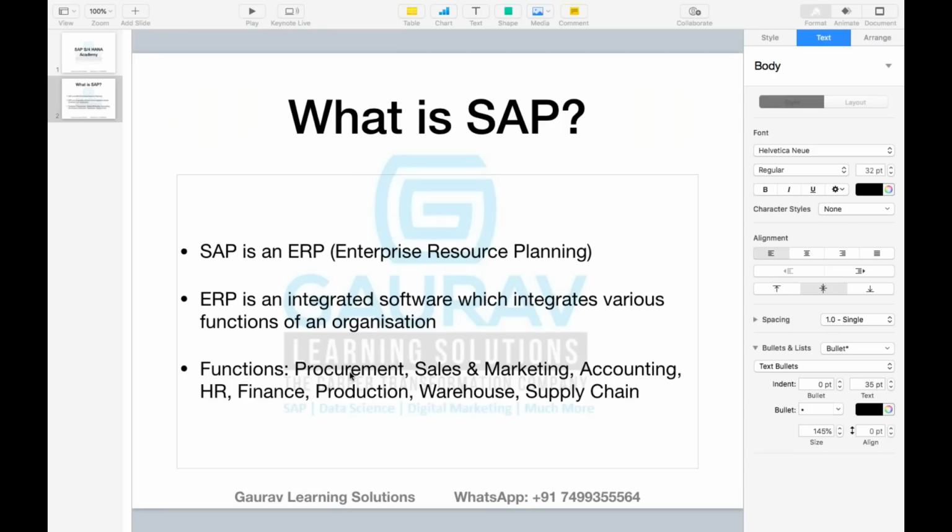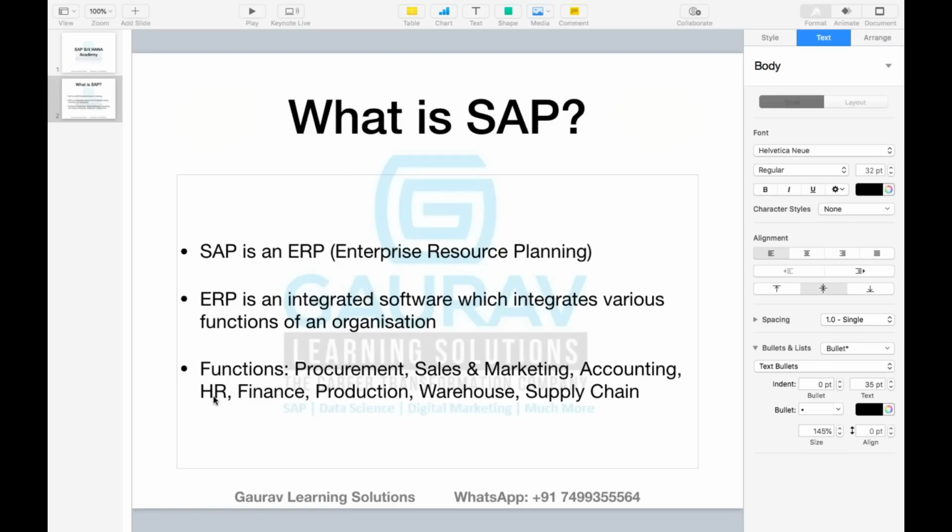Okay, still there are many companies. If you go to the smaller companies, if you ask them, okay, which software you are using to manage your procurement, they will say we are using this software. Which software you are using for sales and marketing, they will say some another software. Which software you are using for accounting and finance, most probably the smaller companies in India at least will say Tally. They are using Tally to manage their accounting and finance.